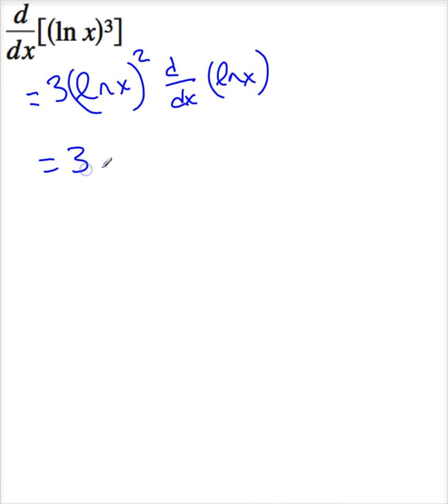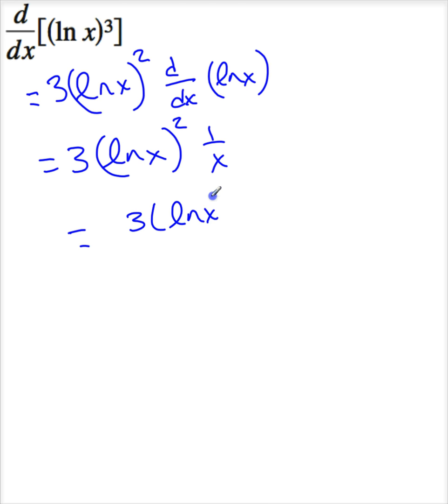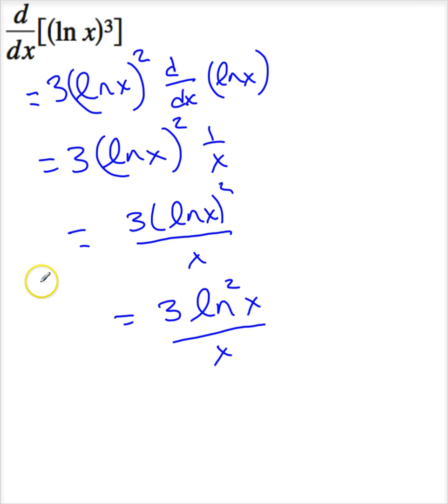So this is 3 times the natural log of x, quantity squared. The derivative with respect to x of log of x is 1 over x. So I can rewrite this as 3 natural log of x squared over x. You can write this as 3 natural log of x squared times 1 over x, but that's a notation I don't usually use.